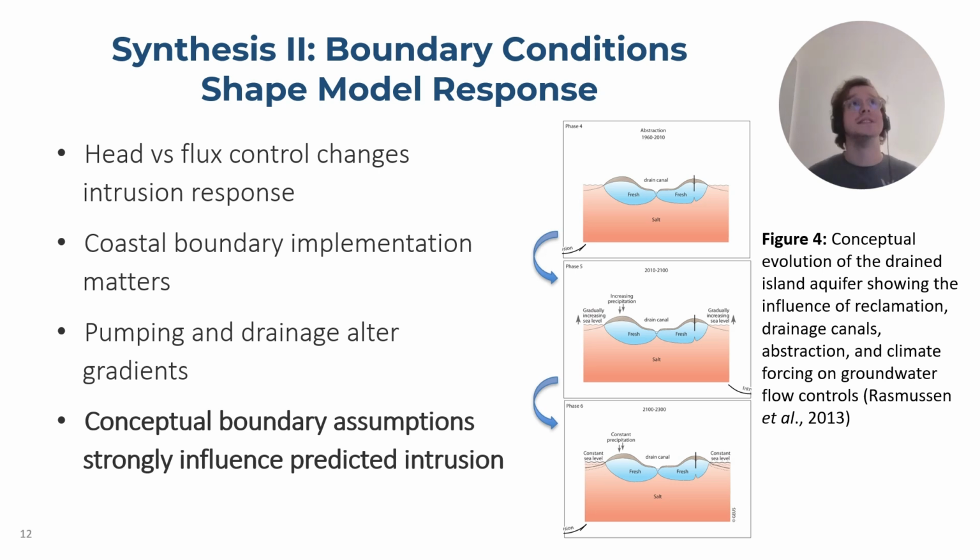Next, we're looking at boundary conditions and how they shape the model's response. So, boundary assumptions obviously strongly influence model behavior. Drainage infrastructure in Rasmussen fundamentally alters hydraulic gradients. The conceptual evolution figure to the right illustrates how drainage and reclamation fundamentally altered boundary controls in Rasmussen's system during its study. And this reinforced the structural importance of conceptual boundary assumptions.